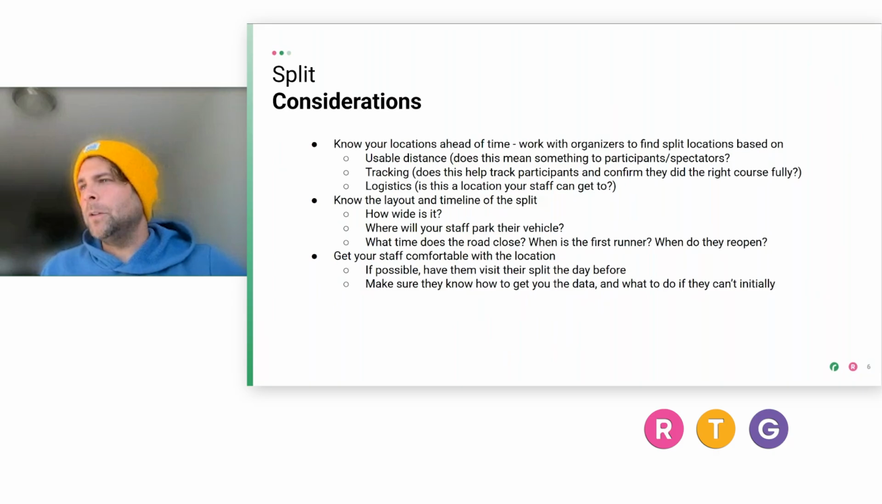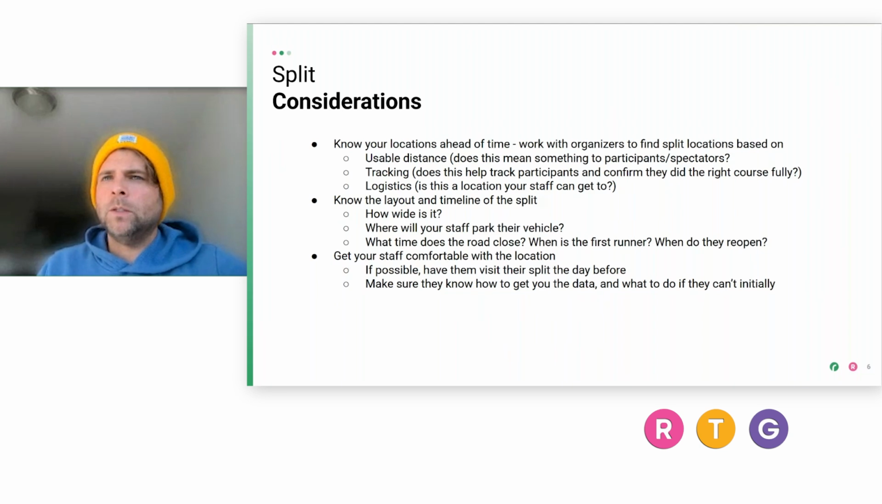This should be done far in advance, because this is going to determine your hardware commitments, your staff commitments, and a lot of other setup pieces. It's pretty common, especially if they're putting splits out, for races to have a certified course. This would mean that there is a USATF certified map out there somewhere. Unfortunately, it might also mean that there are several USATF certified maps out there. So confirming with the organizer the actual physical location of these splits goes a long ways.